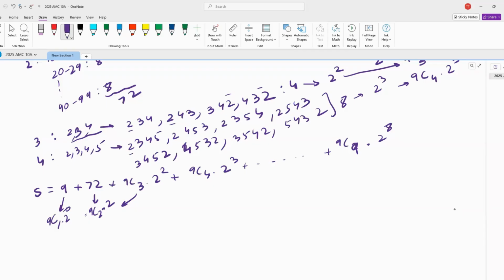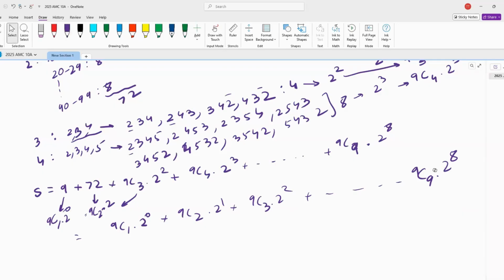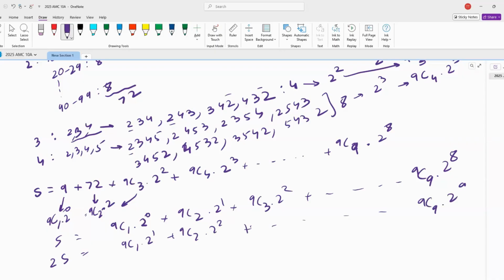So now we get a nice pattern. S is equal to 9 choose 1 times 2 to the 0 plus 9 choose 2 times 2 to the 1 plus 9 choose 3 times 2 squared plus dot dot dot, 9 choose 9 times 2 to the 8, right? Now this pattern becomes even better if I multiply with 2 on either side. So my 2S becomes 9 choose 1 times 2 to the 1, 9 choose 2 times 2 squared, etc., dot dot dot, 9 choose 9 times 2 to the 9.